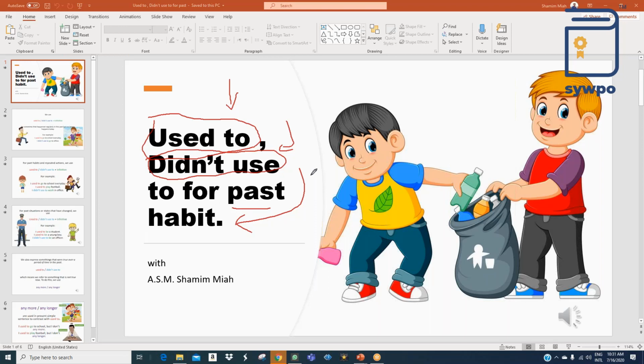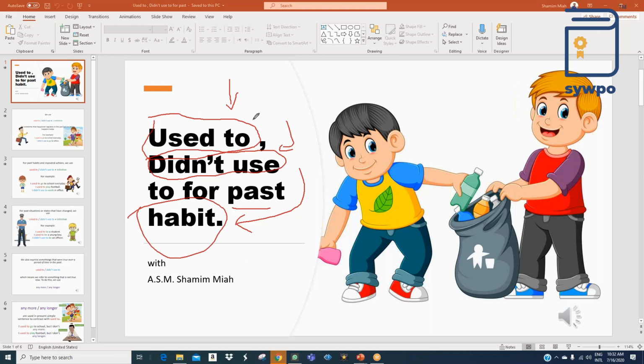You go to university. But obviously, due to the COVID-19 situation, you don't go to university yet, right? So you can say, I used to go to university before COVID-19. Now I don't go. So used to refers to habits. Habits are things that you do every day or repeatedly.